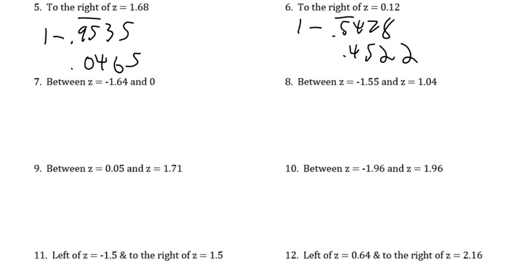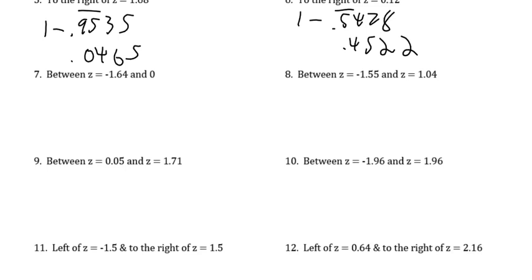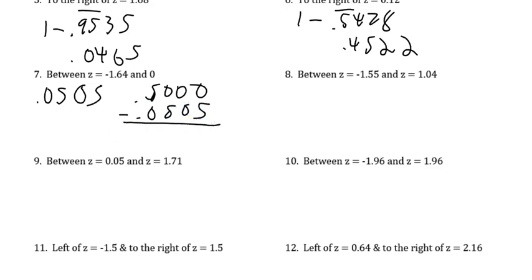Okay, between negative 1.64 and 0. We're going to get our two numbers. Negative 1.64 is 0.0505, and 0 is obviously 0.5000. We're just going to subtract 0.0505, and that's going to give us 0.4495.